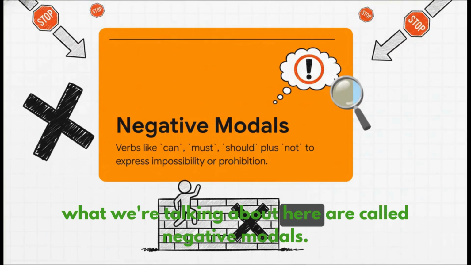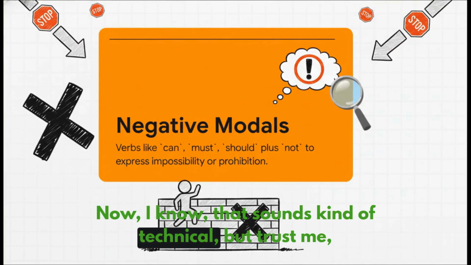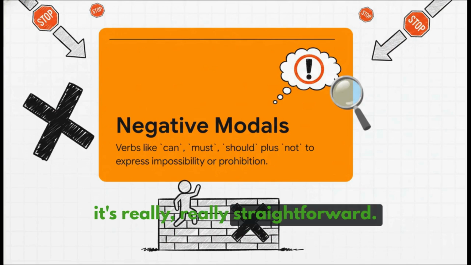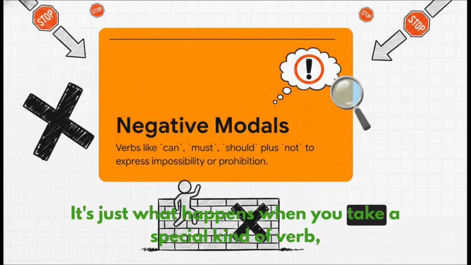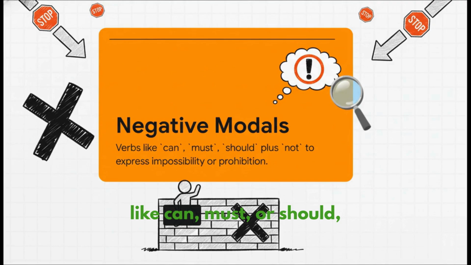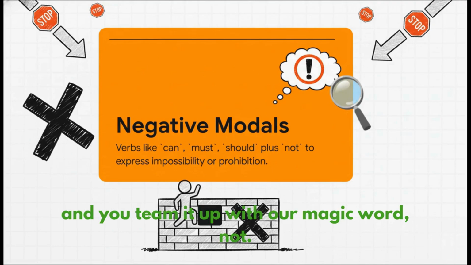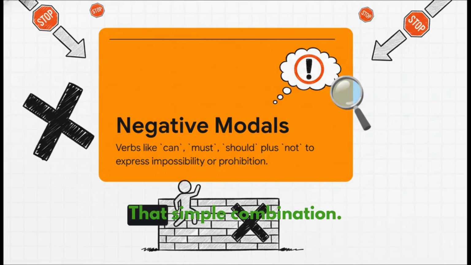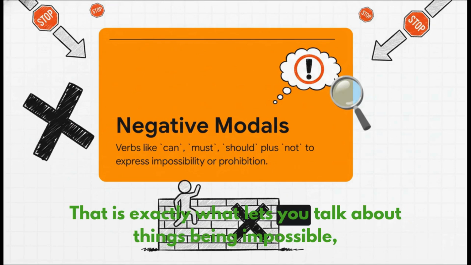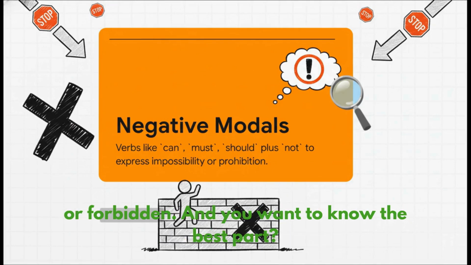So what we're talking about here are called negative modals. Now I know that sounds kind of technical, but trust me, it's really, really straightforward. It's just what happens when you take a special kind of verb, like can, must, or should, and you team it up with our magic word, not. That simple combo is exactly what lets you talk about things being impossible or forbidden.